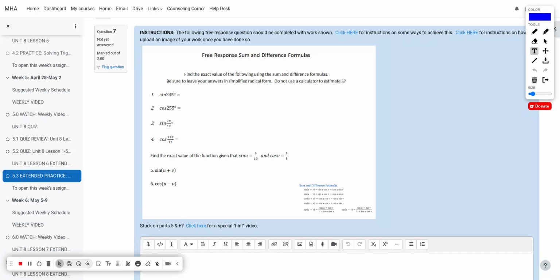Unit circle. Okay. Loading, loading, loading. Alright. There we go.